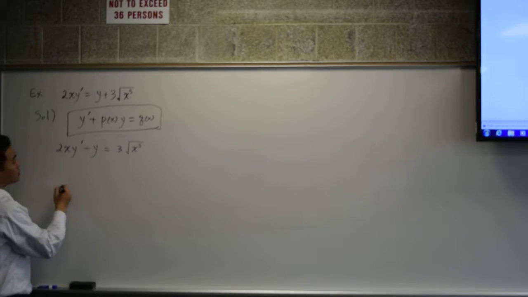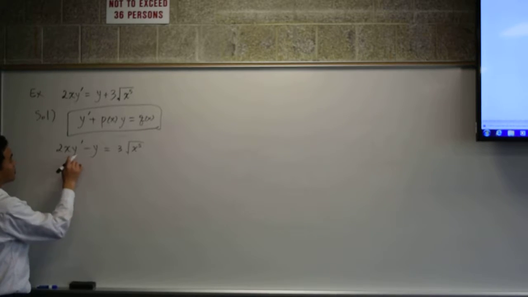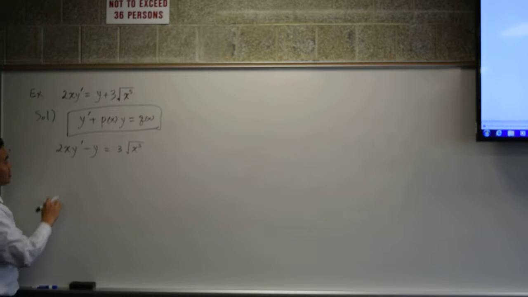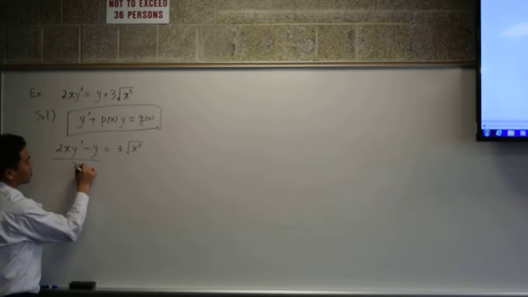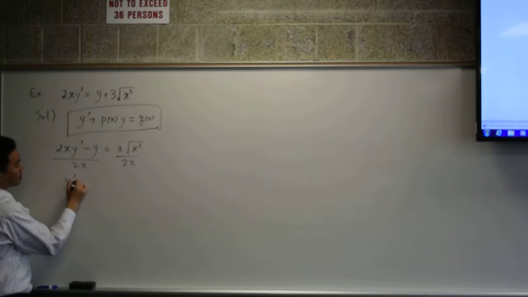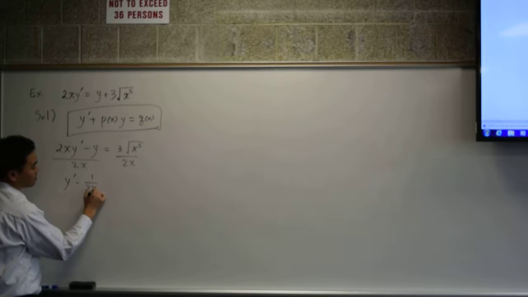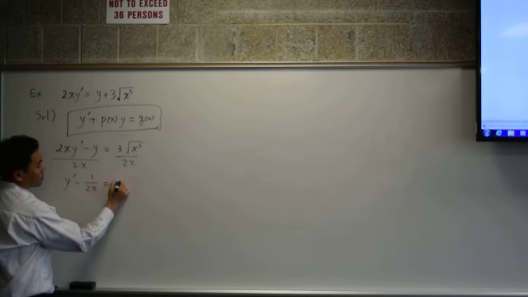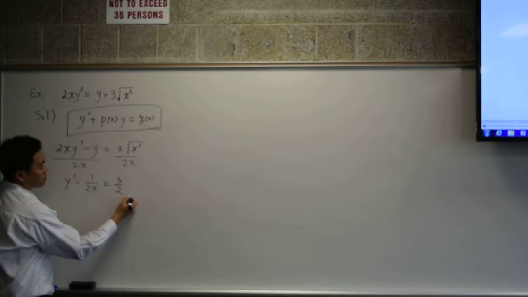And then, see, I have 1 as the coefficient of y prime. I have 2x here. What does that mean? What should I do? Divide all the terms by 2x. So divide everything by 2x, which gives you y prime minus 1 over 2x y equals 3 over 2.